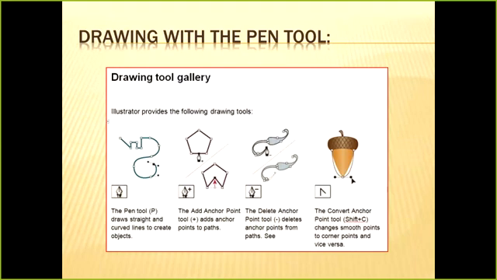And here is a drawing tool gallery, and you can see some of the different things that you can do with this. The pen tool draws straight and curved lines to create objects. Here's a series of straight lines and then some curved lines. The add anchor point tool adds anchor points to paths. There's actually a nest of 4 tools in the toolbar: the pen tool, the add anchor point tool, the delete anchor point tool, and the convert anchor point tool. And to be honest with you, at one time or another, you will probably use all of them, okay?